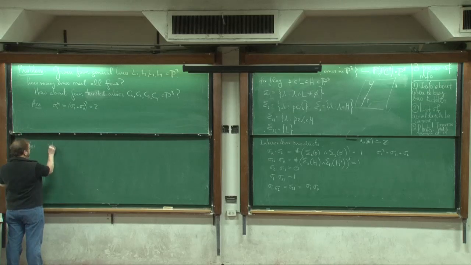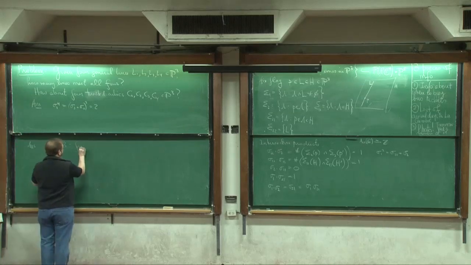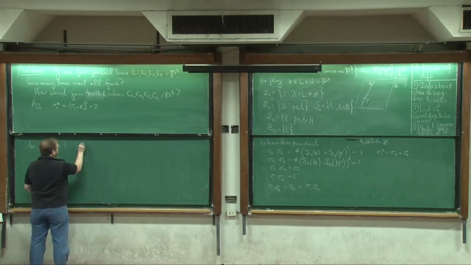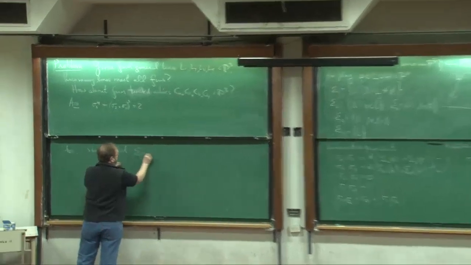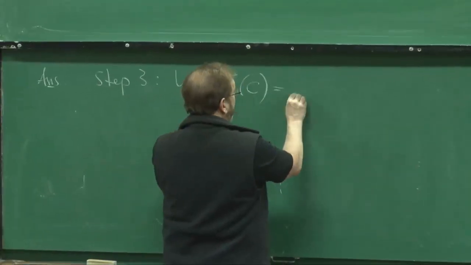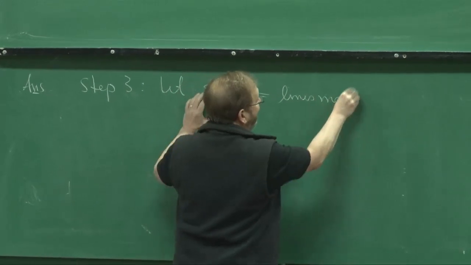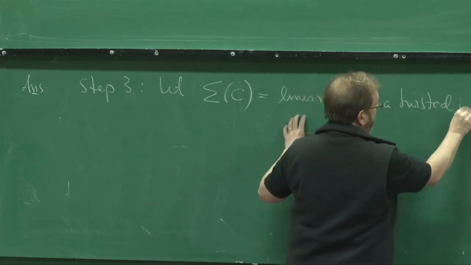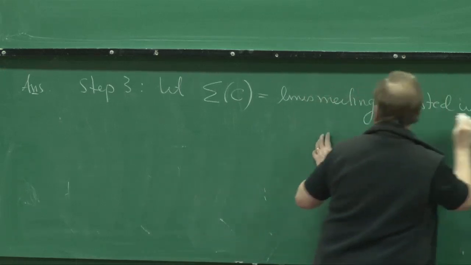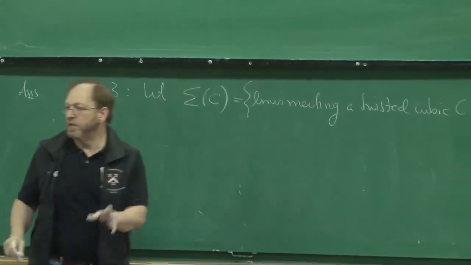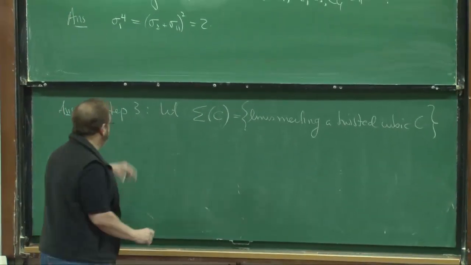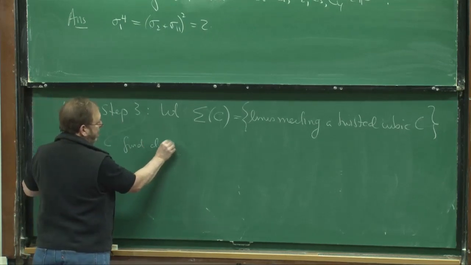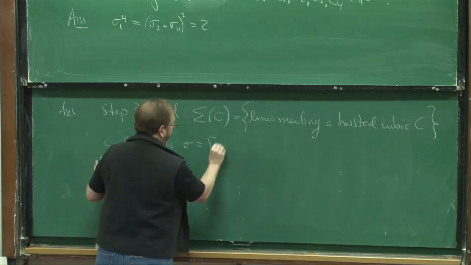So now step 3 is to find, well, let's let sigma of C be the set of lines meeting a given twisted cubic. So C is a twisted cubic, and we're looking at the set of lines meeting that twisted cubic. And I want to calculate the class. So the first step, step 3, is to find the class, I'm just going to call it sigma, of this cycle.